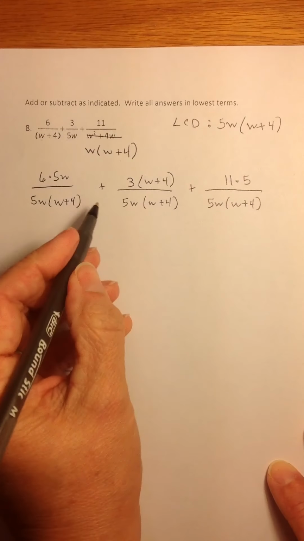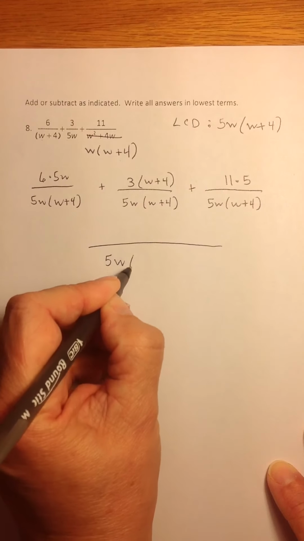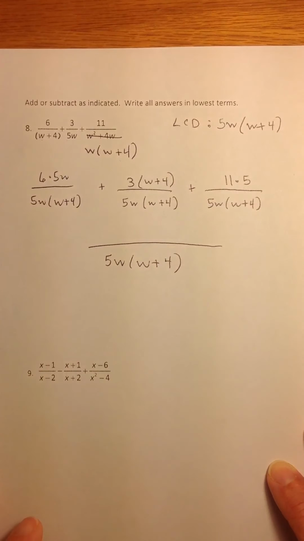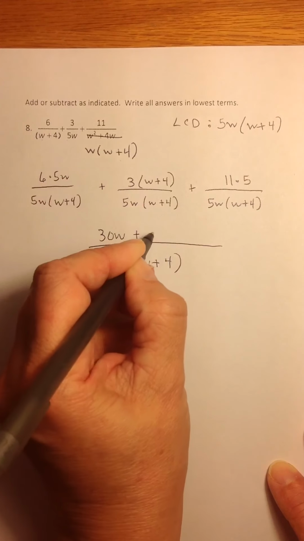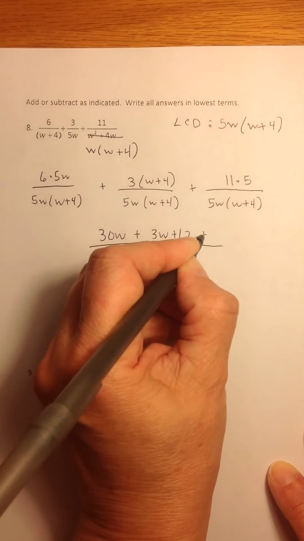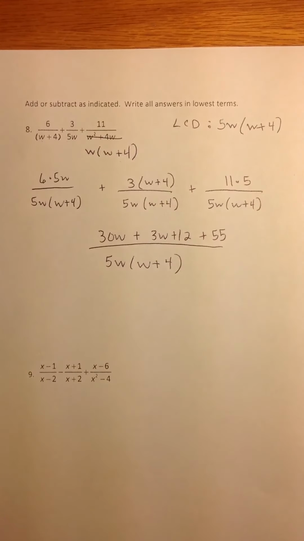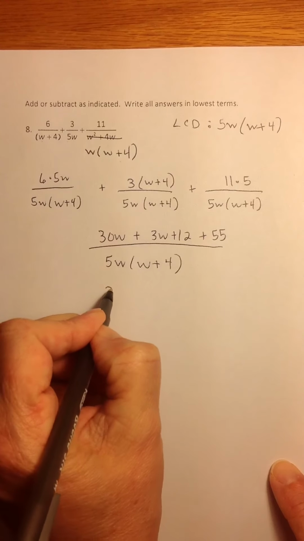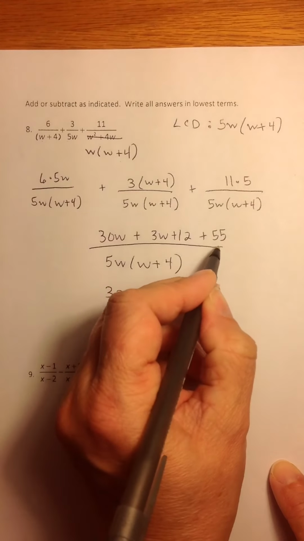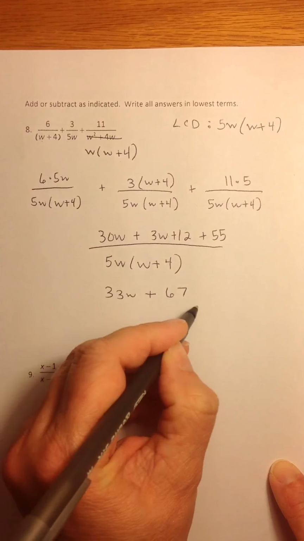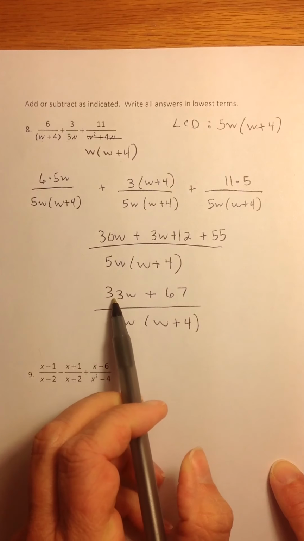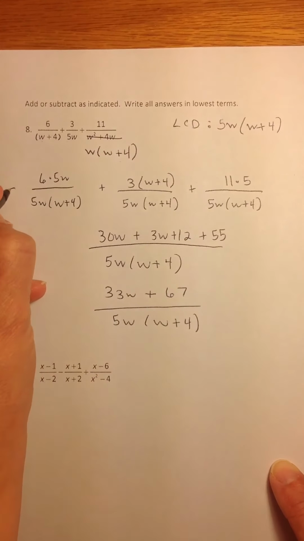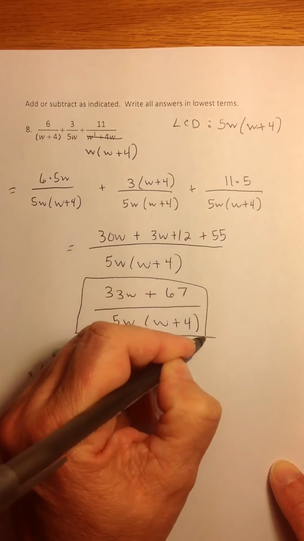Now, remember, at this point you can draw one fraction bar because your denominators across are all the same. I'm going to get 30w plus, I'm going to distribute, 3w plus 12 plus 55. Now, I'm going to combine like terms. So I'm going to get 33w plus 67 over 5w times w plus 4. Nothing factors from this numerator, so our answer is in simplest form.